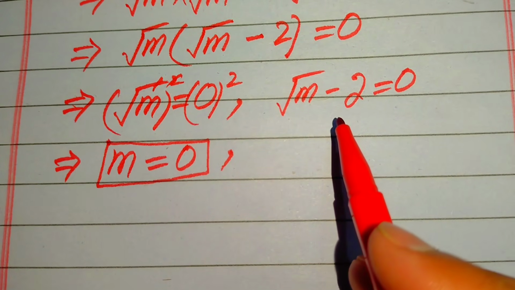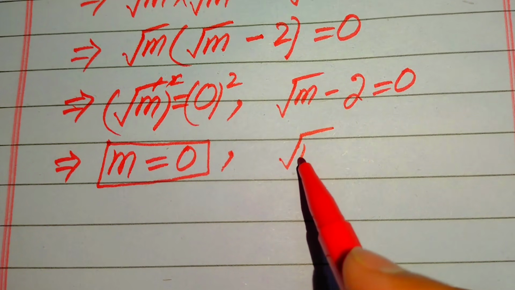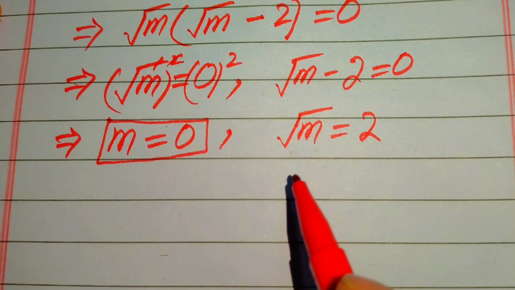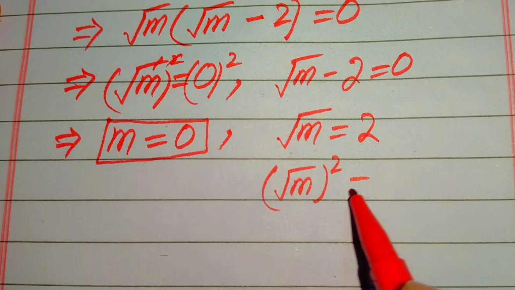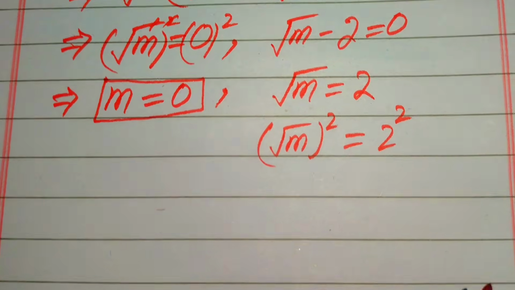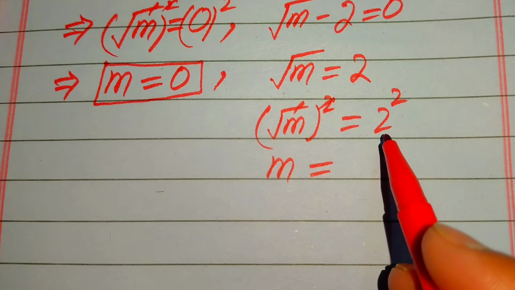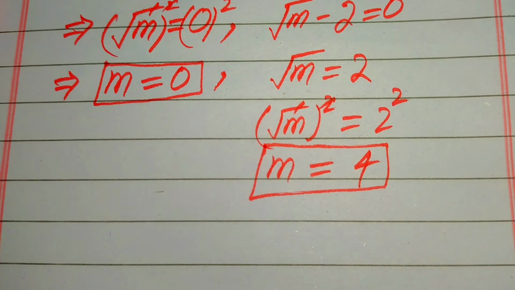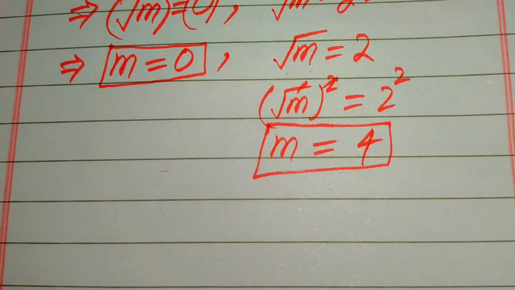And now we need to solve this case. So we move minus 2 to the right hand side, and we get square root of m is equal to 2. Here we apply squaring on both of the sides, and it will be written as square root of m whole squared is equal to 2 squared. This 2 and this square root are gone, and we get m is equal to 2 squared, which becomes 4. So this is the second value of m. These are the two values of m which we get in the second method.